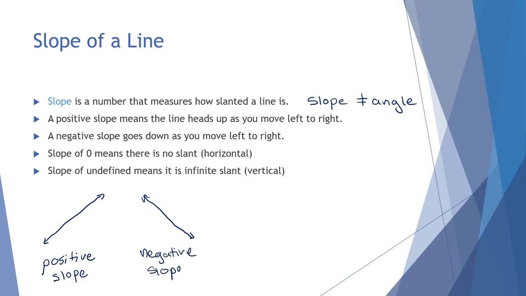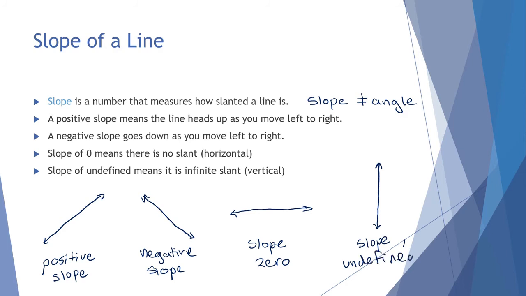Angles are always positive. A slope of 0 means there's no slant, so that means it's a straight horizontal line. And then a slope that is undefined is vertical. It has infinite slant. And so there's 4 different situations here to determine what your graph is going to look like based off of the slope. You've got a positive slope, negative slope, 0 slope, or undefined slope.